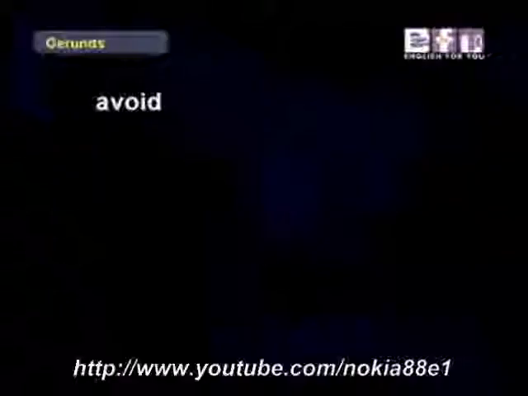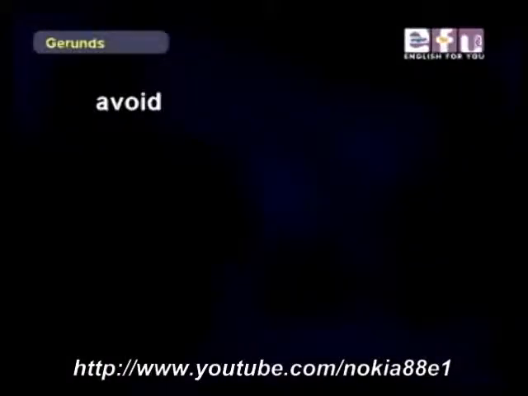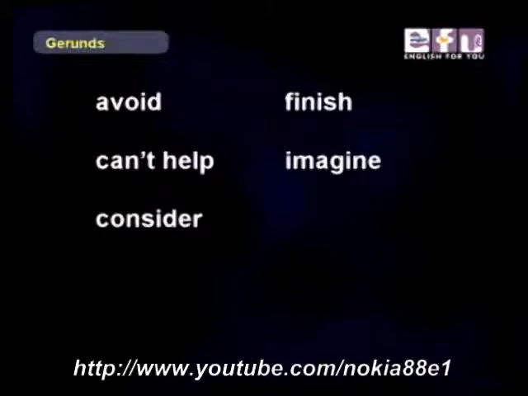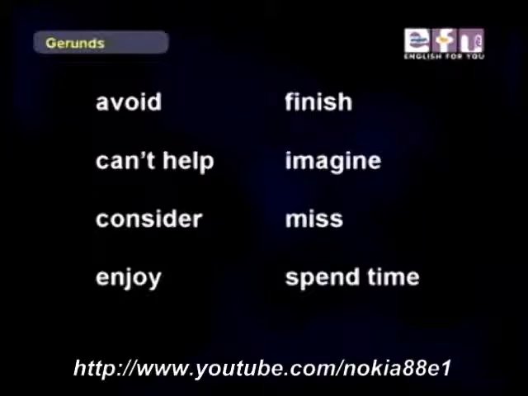If a verb form follows certain verbs, it must be a gerund. Examples of these verbs are avoid, finish, can't help, imagine, consider, miss, enjoy, spend time.